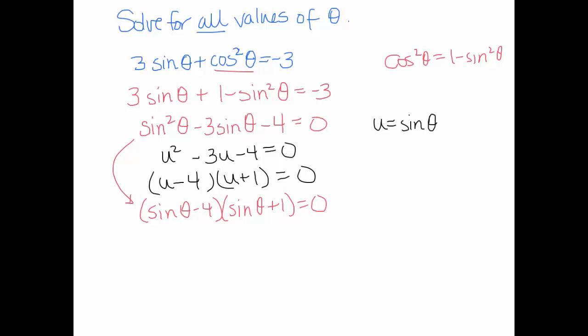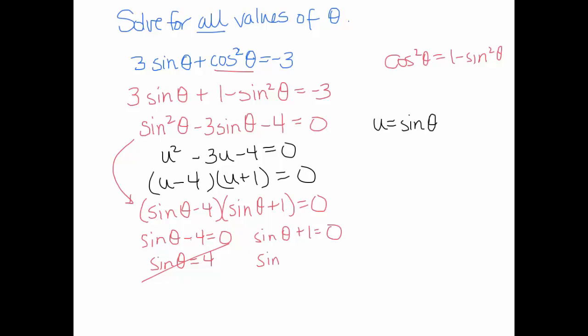Okay, so now we have 2 factors that when multiplied equal 0, which means that we're going to set each factor equal to 0. And then solve for theta. So the first one, we get sine theta equals 4. Well, the maximum value of sine of anything is 1, so we can't get any answers from that.